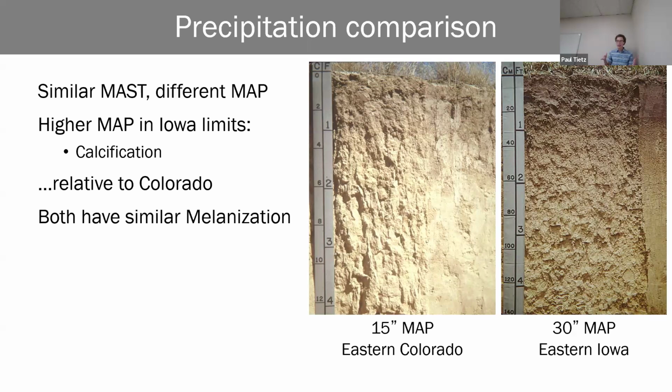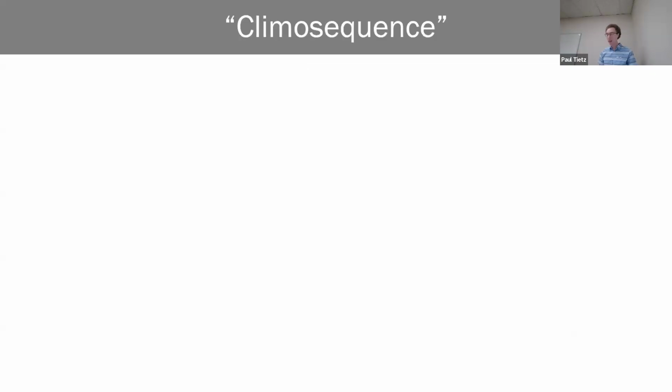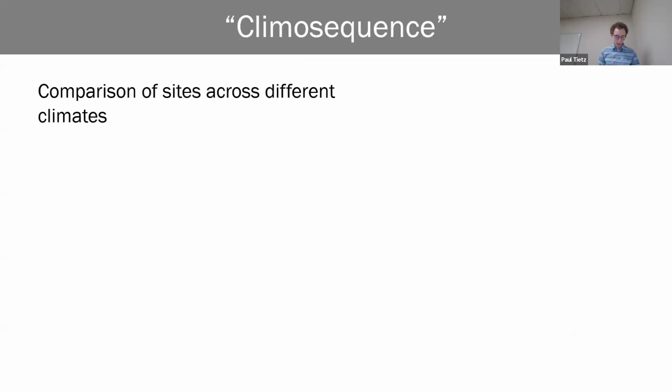So this is an easy comparison to think about, I suppose. If you want to understand the effect of climate on soils, you just find two soil profiles with different climates. We could put a fancy name on that. We could call it a climo sequence. Really just a comparison of sites across different climates.